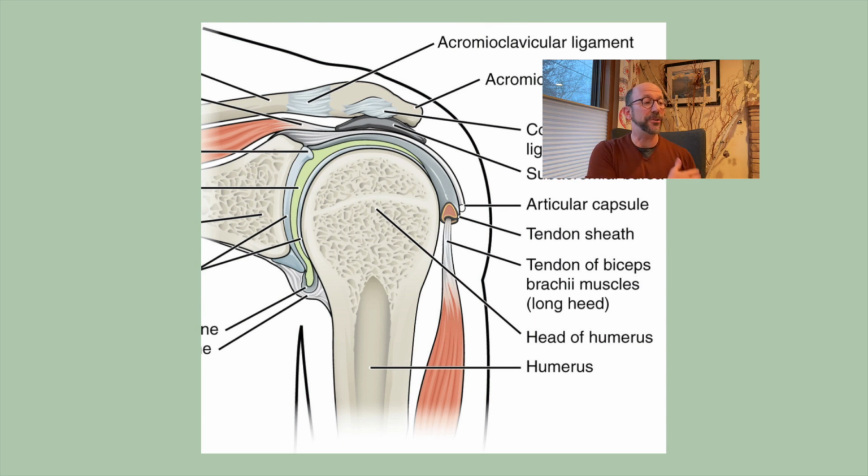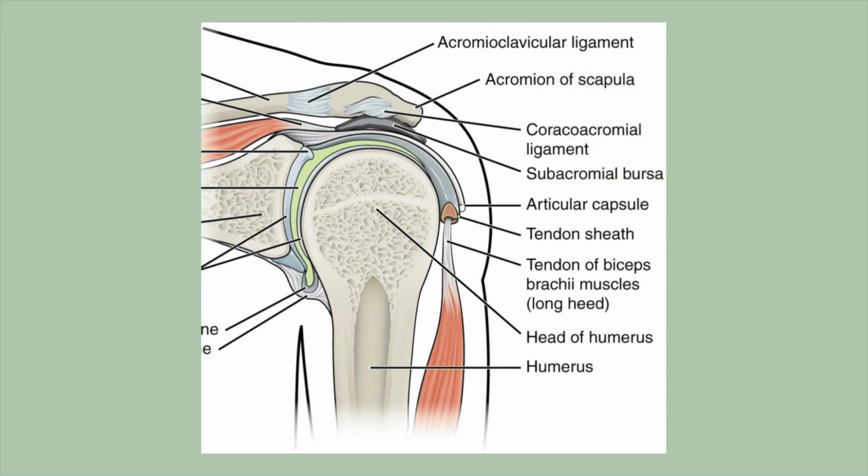Here's a nice coronal section of that. I like that you can see the sheath of the long head of the biceps here, and that subacromial bursa here, and that supraspinatus tendon here. And I think that's probably a pretty accurate representation of how crowded it is in there. It's important.